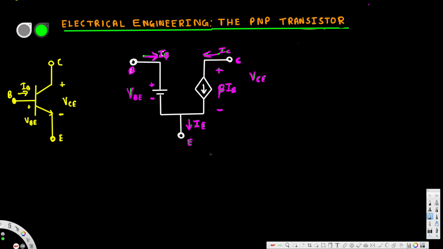When we do circuit analysis, like nodal analysis, those kinds of things, we have to convert this transistor into this. But actually this one is not PNP, it is NPN, because for PNP the current is in the opposite direction. So I made a mistake in the title. This is an NPN transistor. I hope you guys find this video helpful.